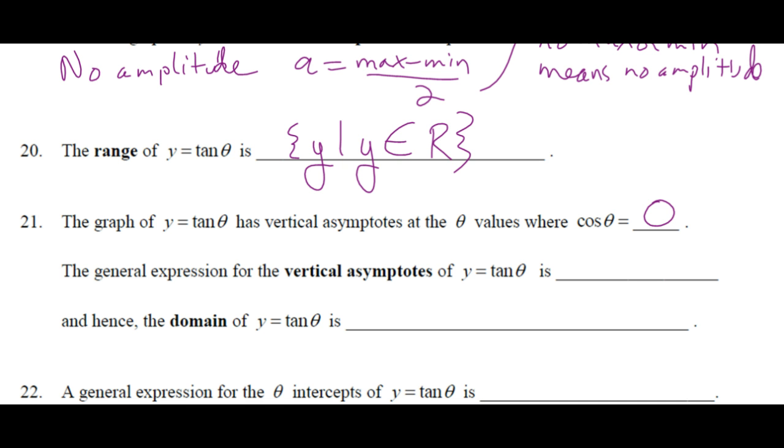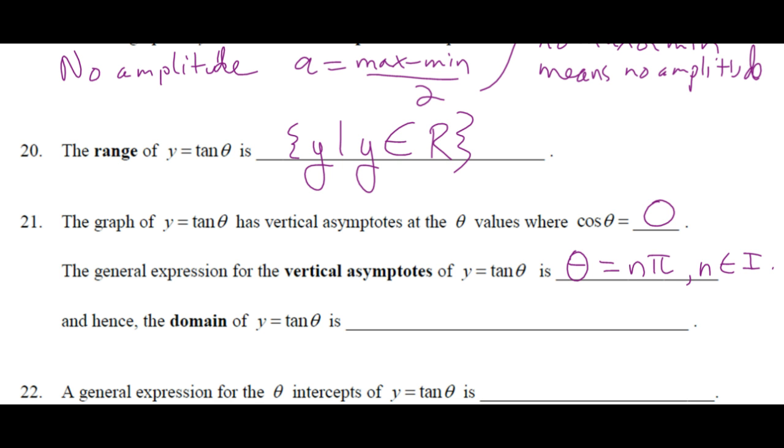Now, the general expression for the vertical asymptote, what are the values of theta? N pi. Okay, so the general expression: the asymptotes are where theta is equal to n pi. What am I going to say next? Where n belongs to the integers, right? But in multiples of pi, where there's a vertical asymptote is at n pi.